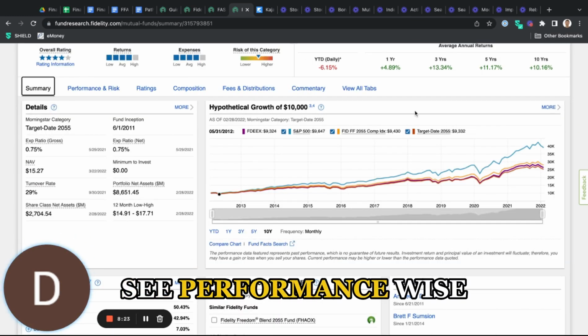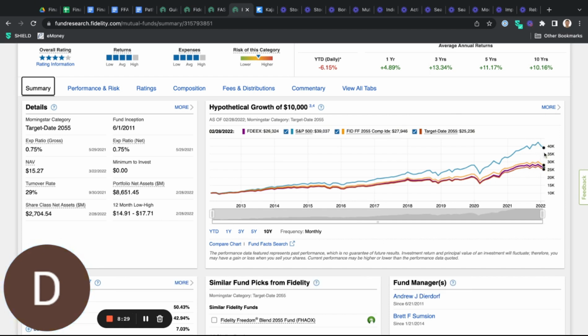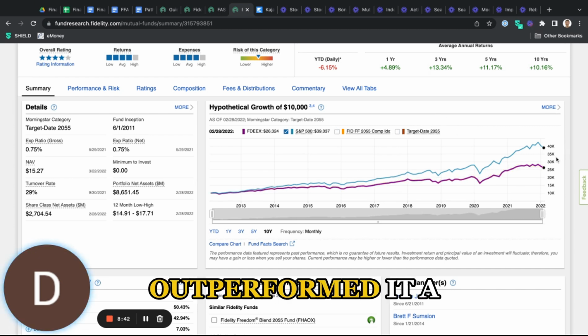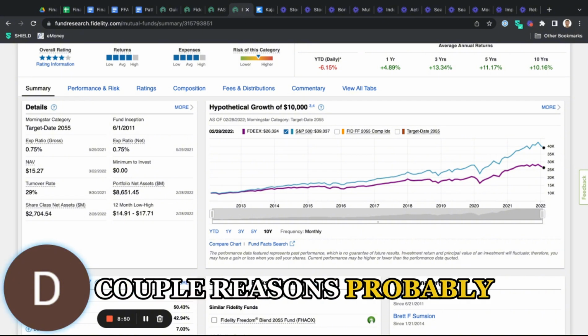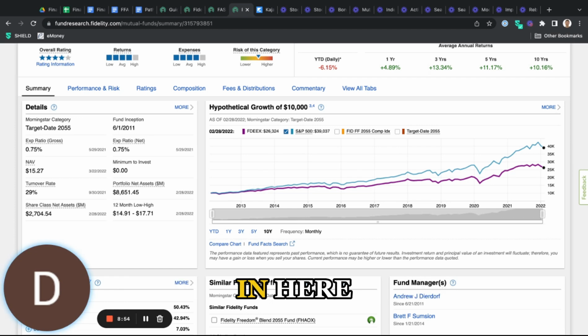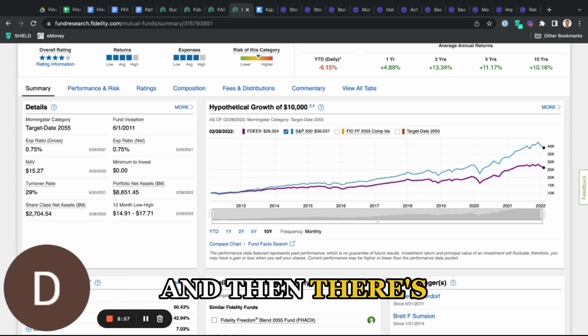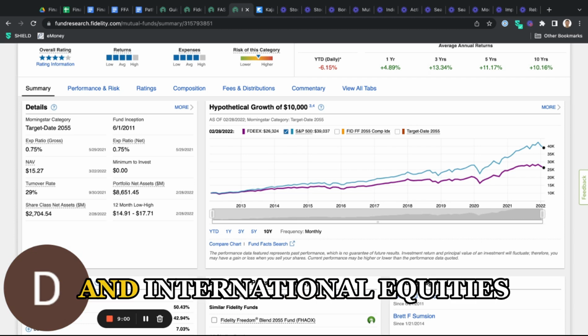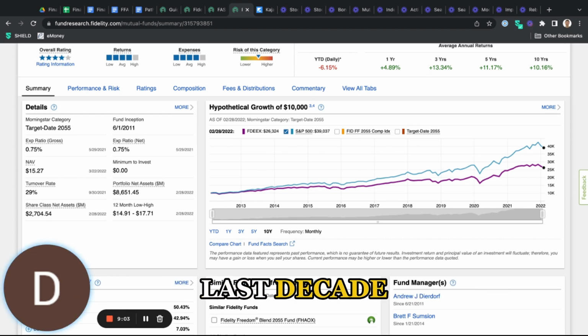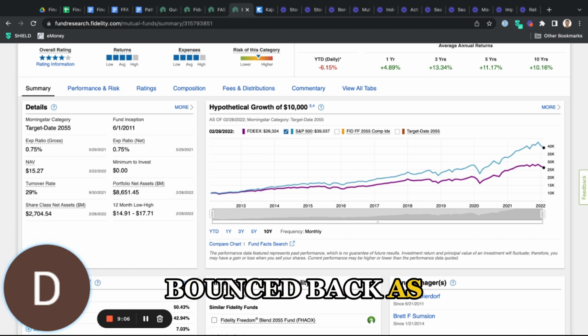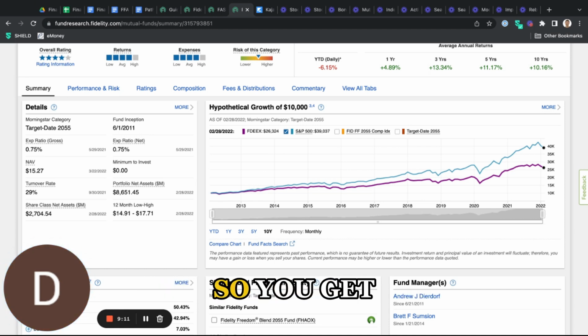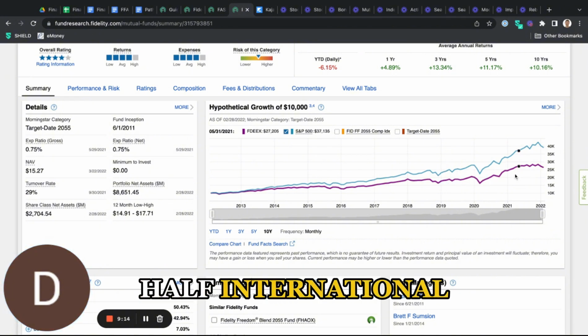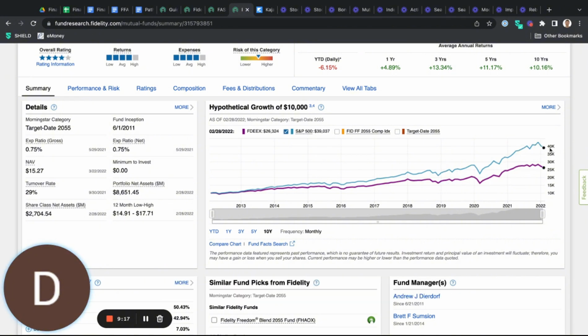And you can see performance-wise compared against the S&P 500. Obviously, it's not all stock, though it is largely, but we can see how it's compared against the S&P 500. Okay, S&P 500 has outperformed it a lot. Why is that? A couple reasons, probably. We can just kind of deduce, right? There's bonds in here, so that's going to slow things down. And then there's 40% in international equities. And international equities have underperformed for about the last decade. Since the financial crisis, they just haven't bounced back as well as US domestic companies. So you get half of the US performance in here, half international. And so it's going to lag the all US. That's not always the case, but it has been the case for the last decade or so.